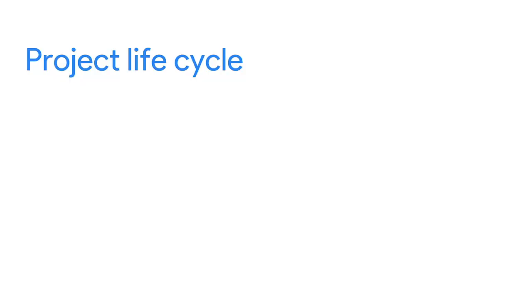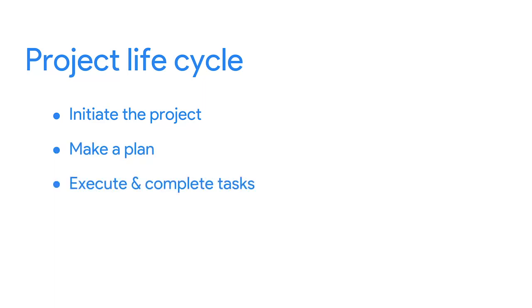Now that we've discussed the project lifecycle, we're going to explore some of the different tasks that match up with each lifecycle phase. But first, let's review the phases. The project lifecycle phases are: initiate the project, make a plan, execute and complete tasks, and close out the project. Okay, great. Let's get back to the tasks that need to be accomplished during each phase.